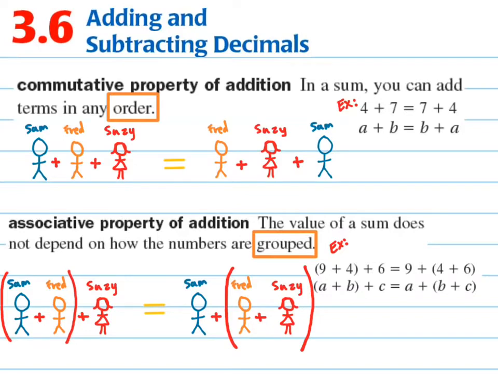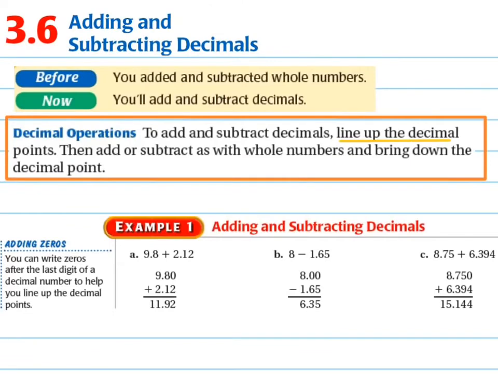And so we're going to move on, and we're going to talk some more about today's assignment. So today we're going to be adding and subtracting decimals. We have before added and subtracted whole numbers. Now we're going to add and subtract decimals. Now, decimal operation: to add or subtract decimals, line up the decimal points. This is the most important thing that you can do. And then you add and subtract with whole numbers and bring down the decimal point.